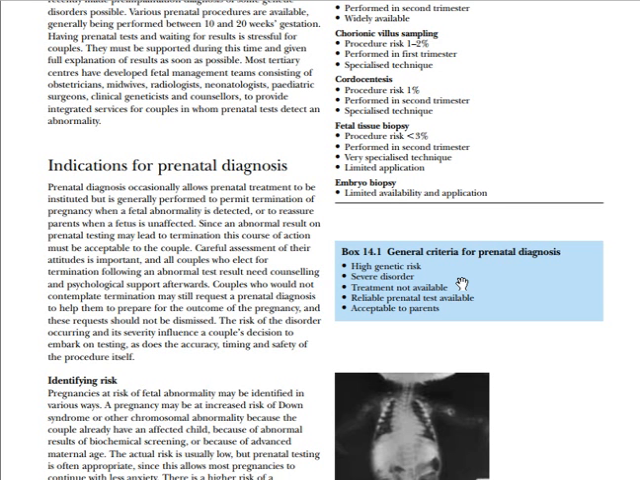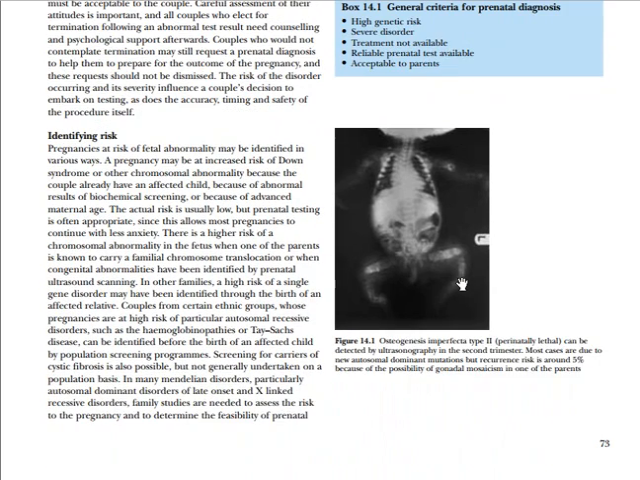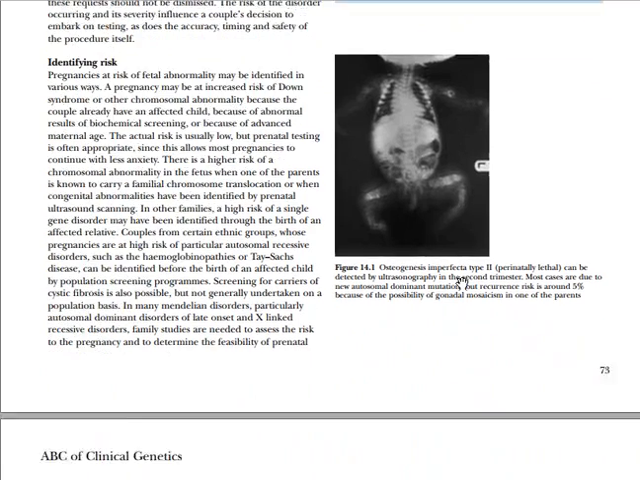If it is a severe disorder like neurofibromatosis type 1 and type 2, which are genetically inherited, you have to do prenatal diagnosis. Then, reliable prenatal tests must be available, and the test must be acceptable to the parents. Those are the 5 main conditions which are the criteria for prenatal diagnosis.